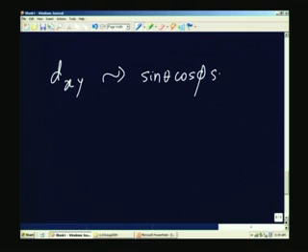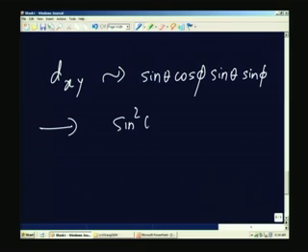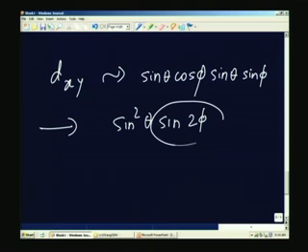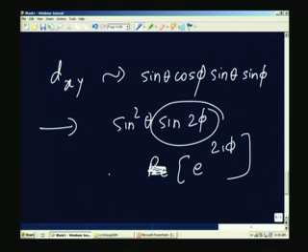What is dxy? Should be obvious now. It is sin theta cos phi for x and sin theta sin phi for y, and therefore this is nothing but sin square theta cos phi sin phi, which is sin 2 phi. Sin 2 phi is of course the imaginary part of e to the 2i phi.